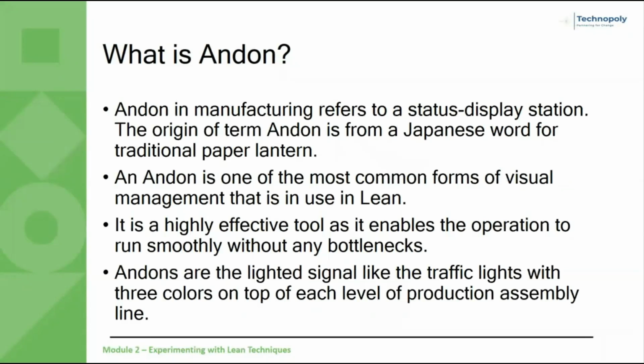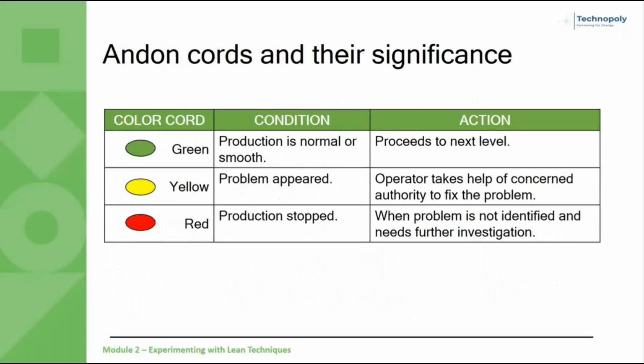Andons are lighted signals, like traffic lights with three colors, on top of each level of a production assembly line. The commonly used colors are the ones we use in traffic lights, wherein green means the production is normal or smooth, therefore proceed to the next level of process. The next is yellow, which means a problem appeared and the operator should take help of the concerned authority to fix the problem. And lastly, red, which means production stopped and needs further investigation to address the issue. This happens when the problem is not identified.